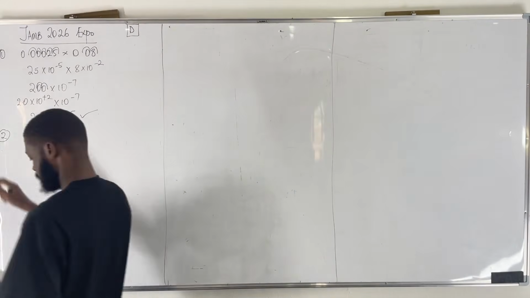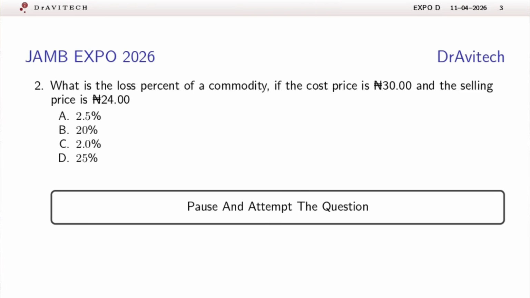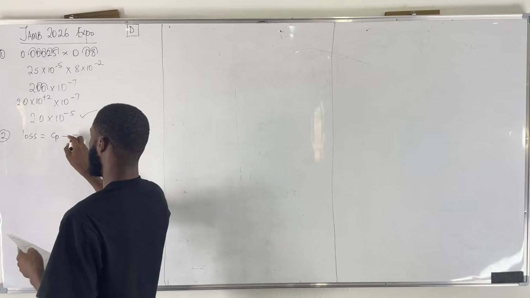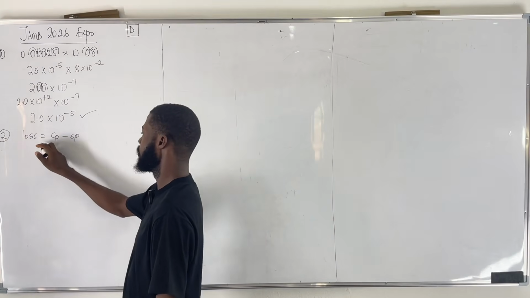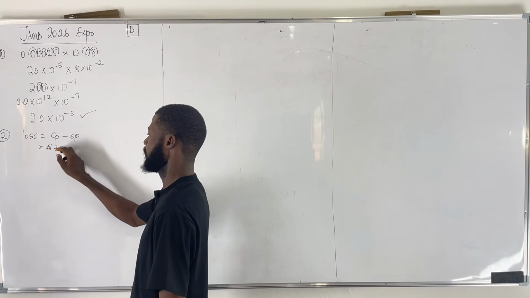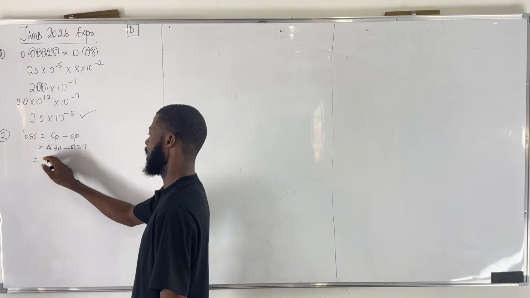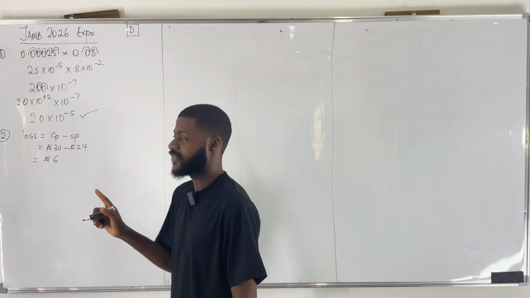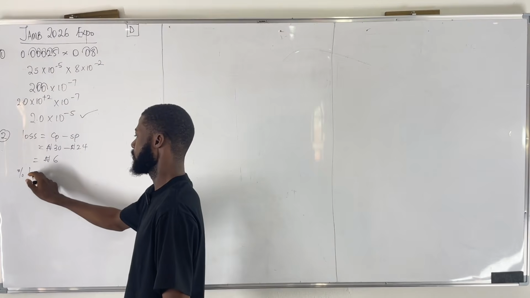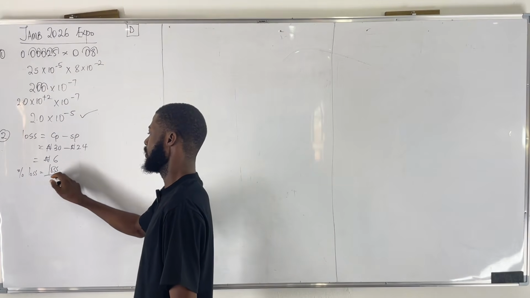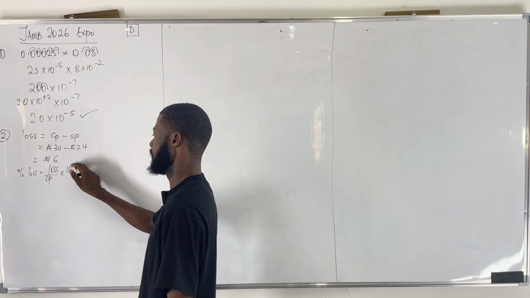All right, number 2. What is the loss percent of a commodity if the cost price is 30 naira and the selling price is 24 naira? So first of all, how much did the person lose? So cost price minus selling price, that's the formula for loss. So the cost price was 30 naira. He sold it for 24 naira. So when you subtract, you're going to have 6 naira. So that's the loss.